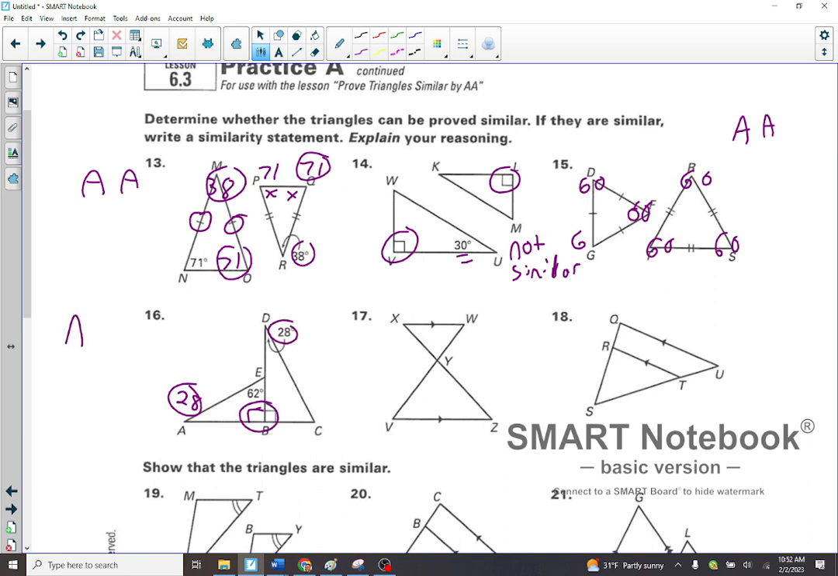So this is angle, and then you can put a 62 next to C. But remember, you only need two pairs of angles. So as soon as you find two angles that match, you can stop right there.